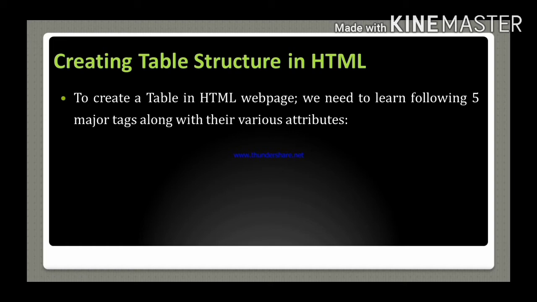Okay, so let's start. First is the table tag, second caption, th, tr and td. These are the 5 major tags that we use to create a table structure. Now we will see about each one.